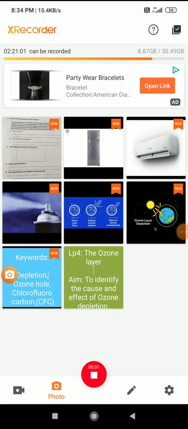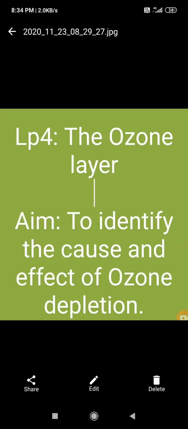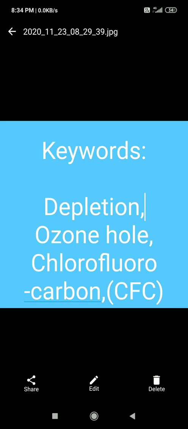Hello students. So now let's start LP4 of 15th block. The ozone layer. The aim of the LP4 is to identify the cause and effect of ozone depletion. The keywords which are included are depletion, ozone hole, chlorofluorocarbon. The formula of chlorofluorocarbon is CFC. This is a chemical, student.